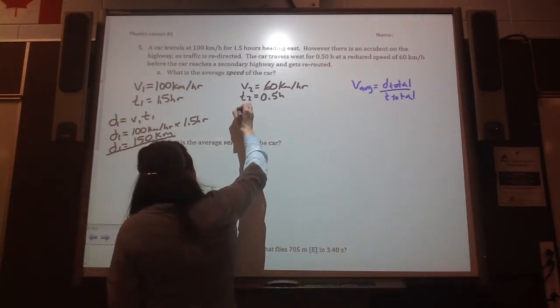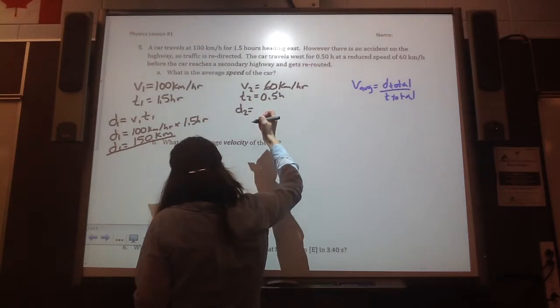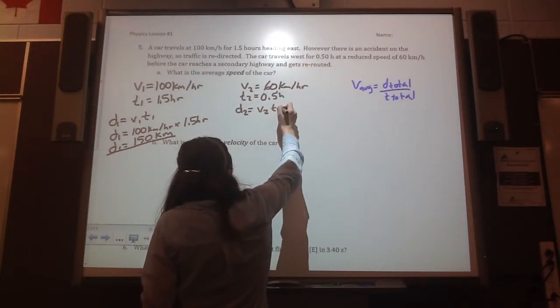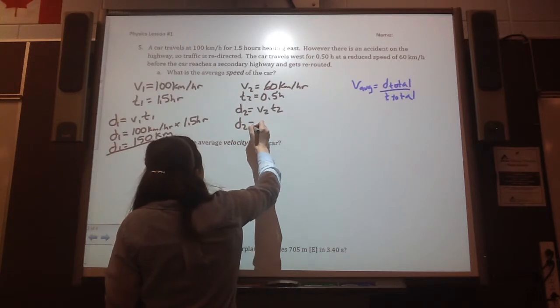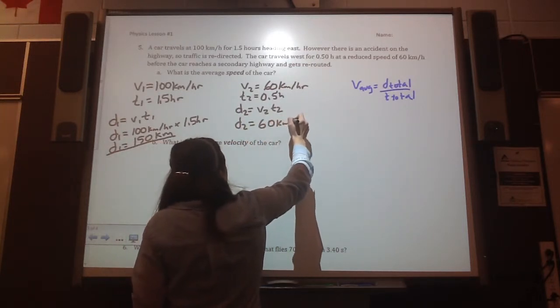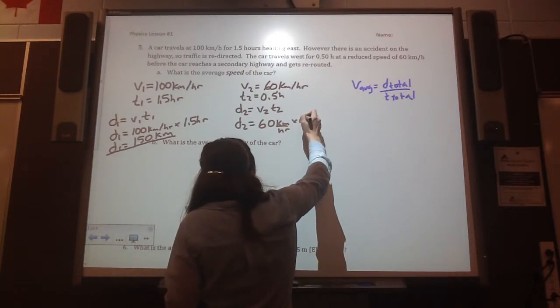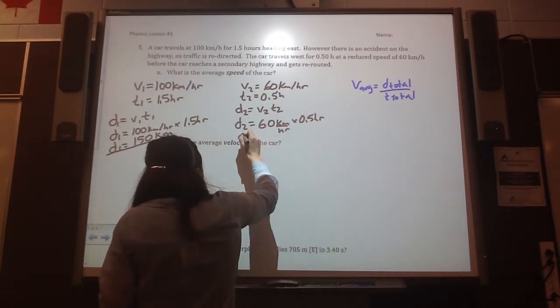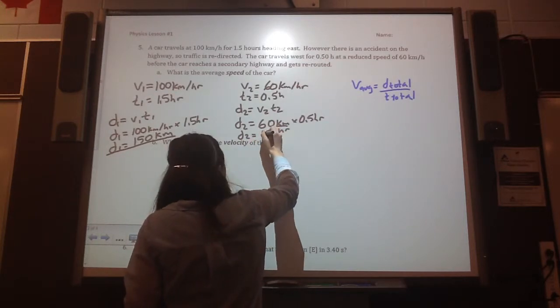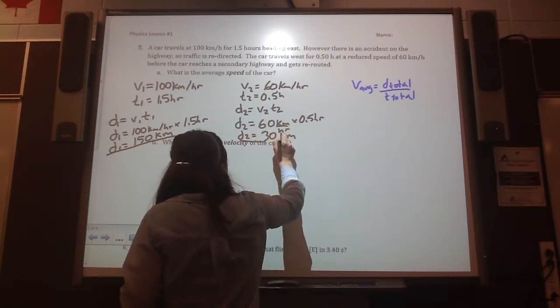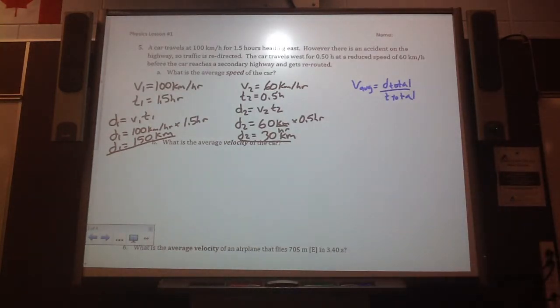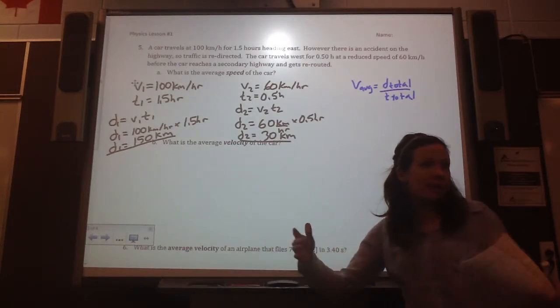Now let's find our D2. D2 is going to be this similar formula. D2 is equal to V2 times T2. So D2 is equal to 60 kilometers an hour multiplied by 0.5 hours. So our D2 is now equal to 30 kilometers. So now we have our D1 and our D2 to put into this formula. We had to do an extra step before we went to this formula. In the other questions, we were just given the D's right away.